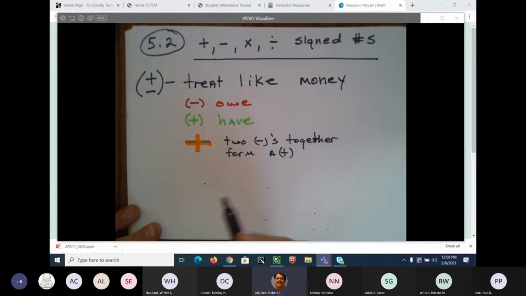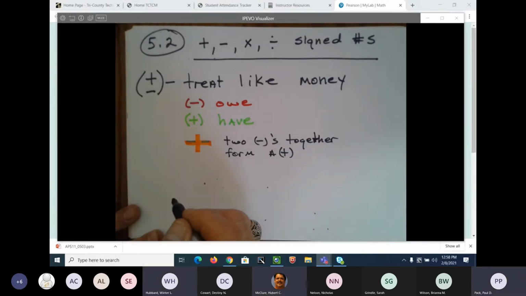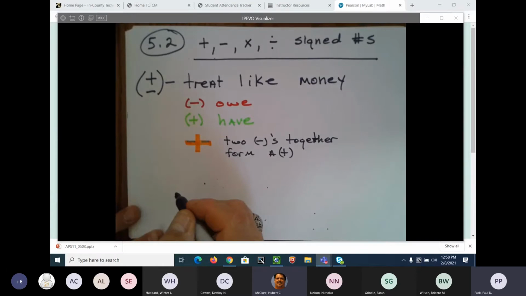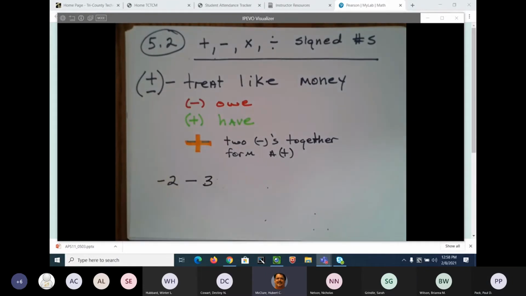Okay, Hubert, I'll give you one. 50. What? 50. I didn't understand you. I said 50. Well, you've got to have other numbers. Okay, let's say -2. No, adding and subtracting. Okay, -2 minus 3. All right, here we go.